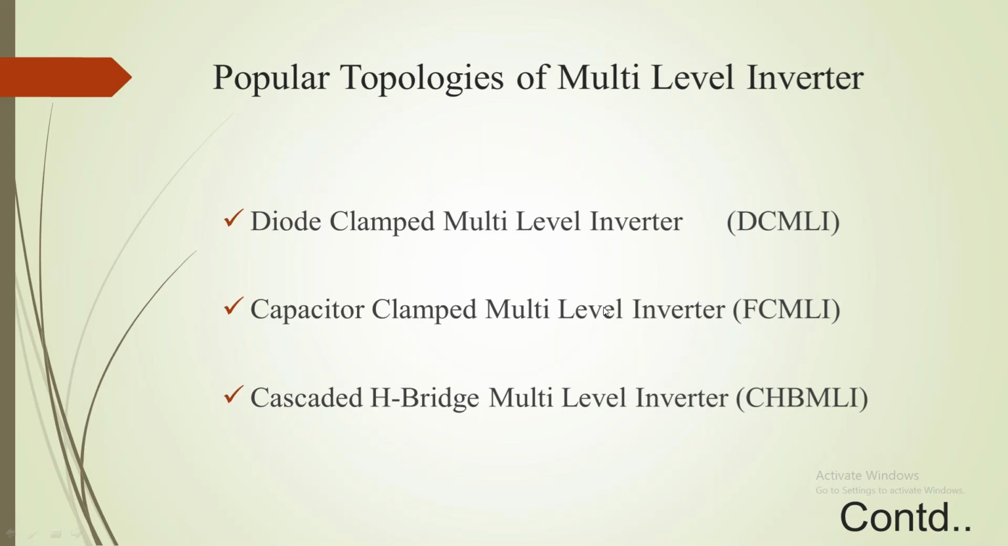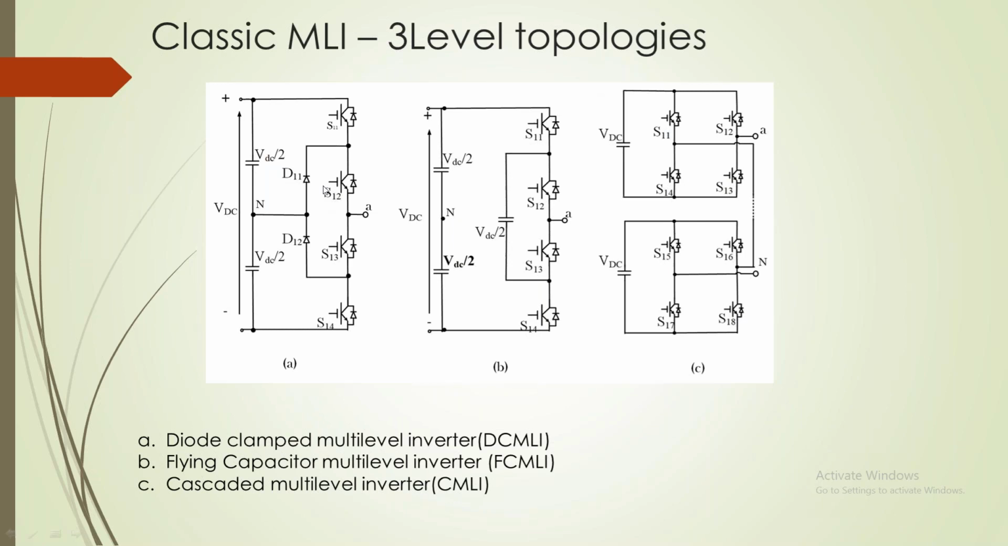Let's see the classical topologies of multi-level inverters. First, the diode clamp multi-level inverter. If you observe, this is the circuit of a three-level classical topology: the diode clamp, flying capacitor, and cascaded H bridge. In diode clamp, as we have discussed in the basic concept of multi-level inverter, the supply is divided into two halves or two parts, VDC by 2 and VDC by 2. The neutral point is made accessible. These are called clamping diodes.